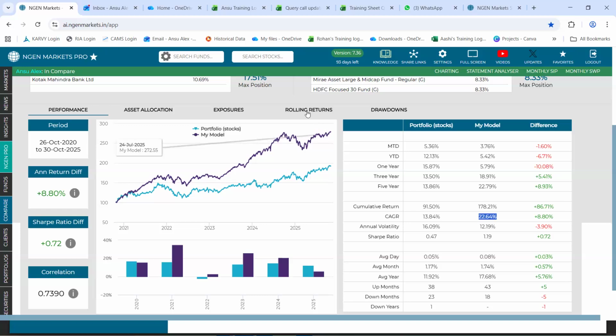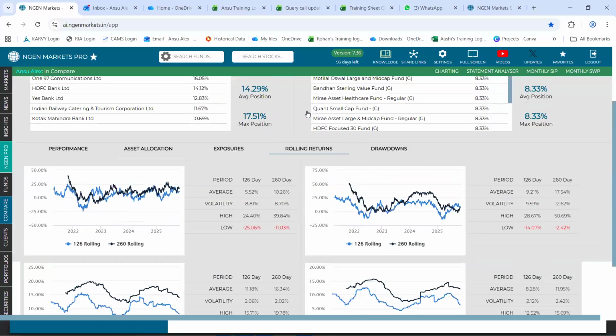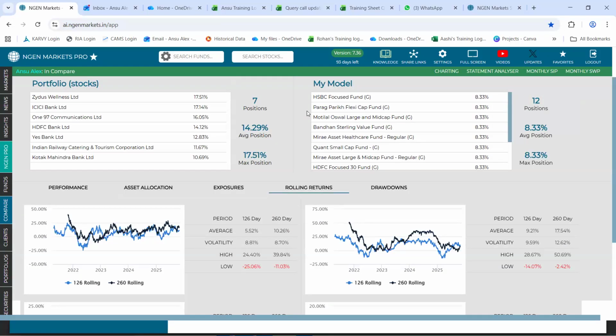Following that, you can have a look at the rolling return analysis, which typically tells you the consistency of the schemes that you are looking at. Now, on this tab, we have given it for two time periods, 126 days, which is equivalent to 6 months, and 260 days, which is equivalent to 1 year. So 6 months and 1 year data is what we are showing in this section.